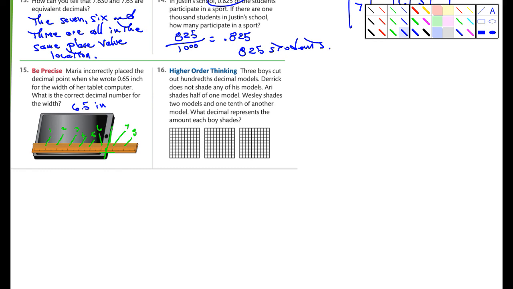Okay, well, let's start with Derek. He didn't shade any. Derek, and it says what decimal? So Derek would be, I guess, 0.0. And Ari, if I'm saying that right, she shades half of one of these models. Well, that'd be 0.5. Okay, because 1/2 is equal to 0.5 in decimal form.